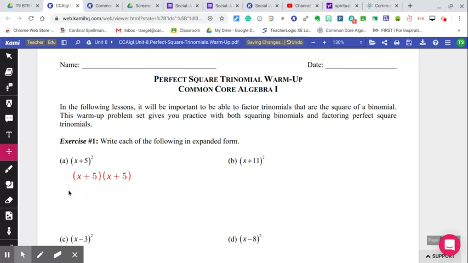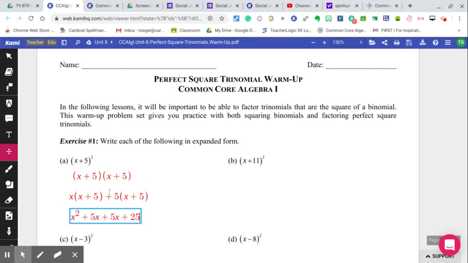We have to split up the first one, x times the second one, which is x plus 5, and then plus 5 times x plus 5. So this becomes x squared. We distribute the x, plus 5x. Then we go to the second one. 5 times x is plus 5x, and 5 times 5 is 25.